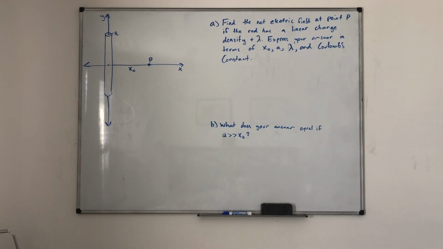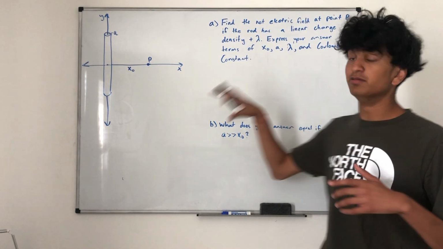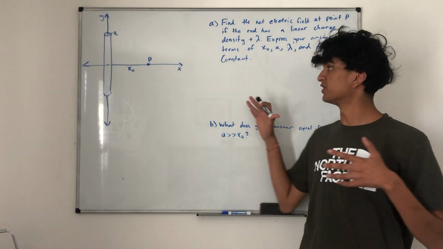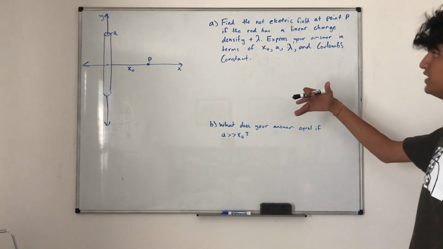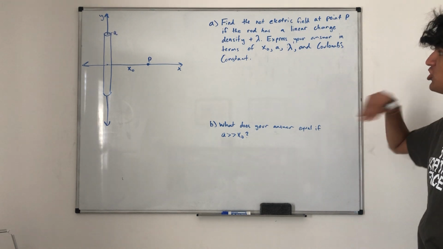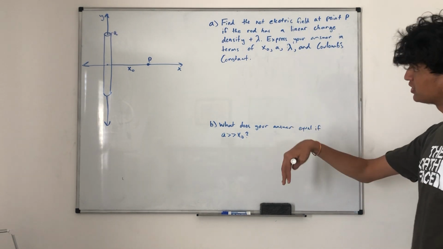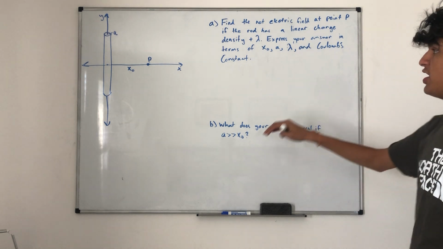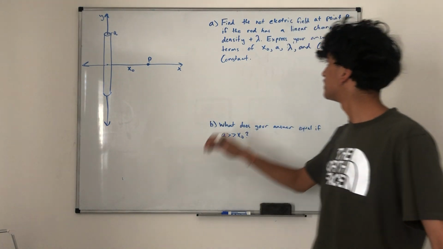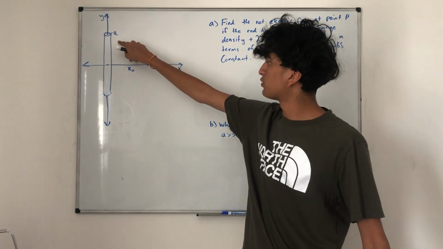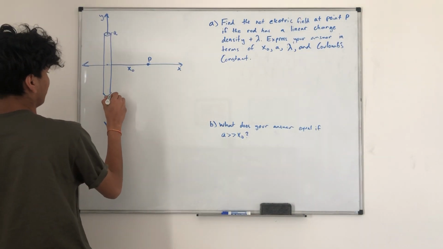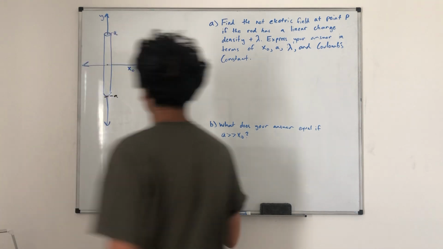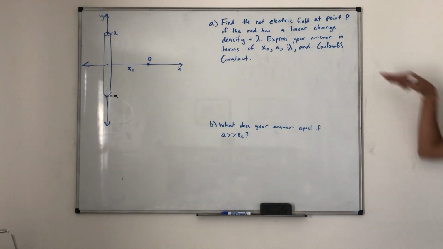This problem's a little bit outside the scope of AP Physics 2, but if you know some calculus, it's a pretty interesting problem. So find the net electric field at point P if the rod has a linear charge density of lambda, and express your answer in terms of x naught, the distance from point P, A, which you can see the top of the rod is at A, and then I forgot to write it, but the bottom of the rod is at negative A if you were to plot this on an axis. And lambda, as well as Coulomb's constant.